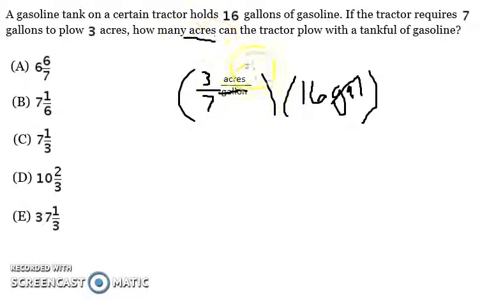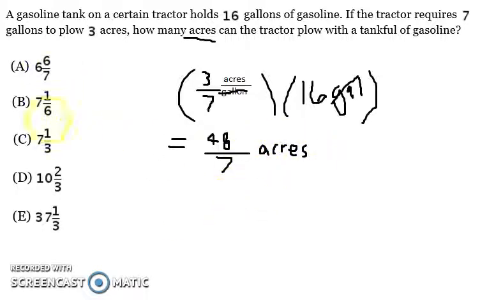How many acres? That's just a little trick I like to use to make sure that if you don't know whether or not to multiply or divide or what, if you can figure out how to get the right units in your final answer, then you'll know that you're on the right track. So if we multiply 3/7 times 16, 16 times 3 is 48. So we've got 48/7 acres.